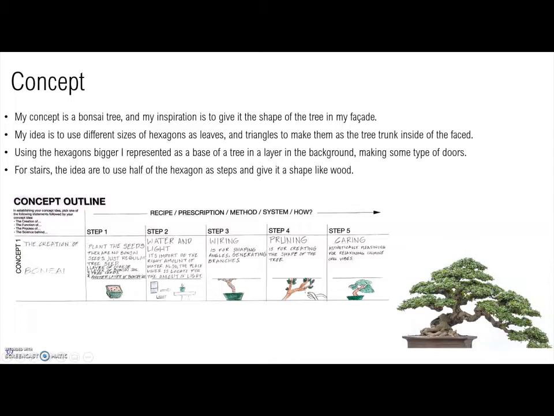In my concept outline, I really like it because it shows the process you need to take to take good care of a tree, and that process is really similar to the process of making designs.